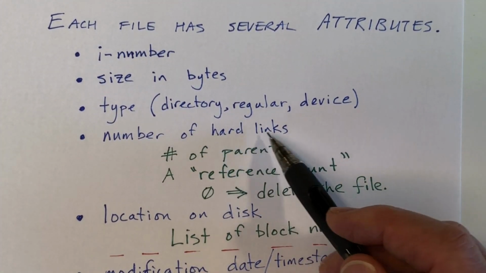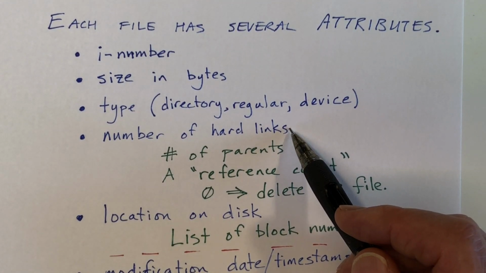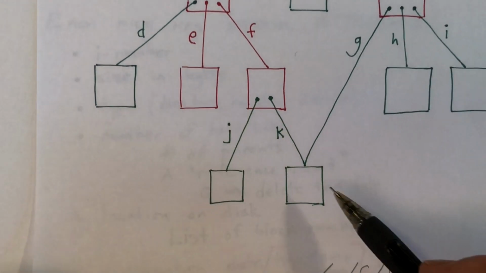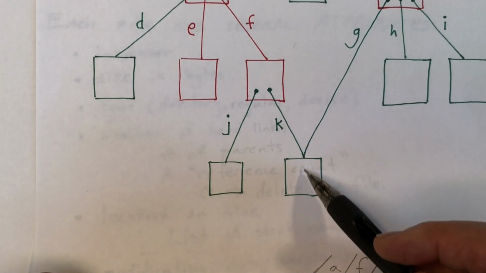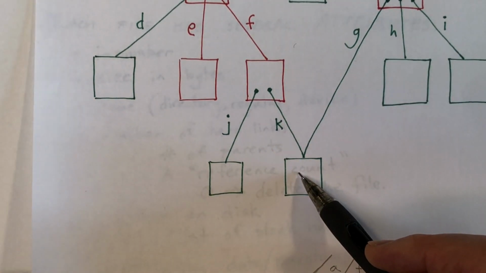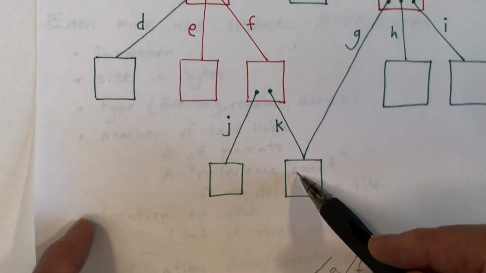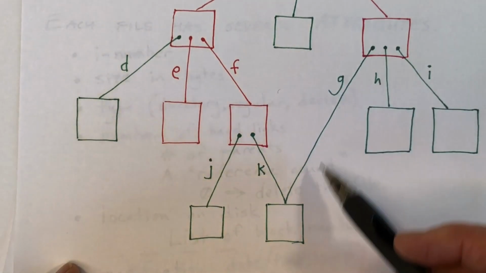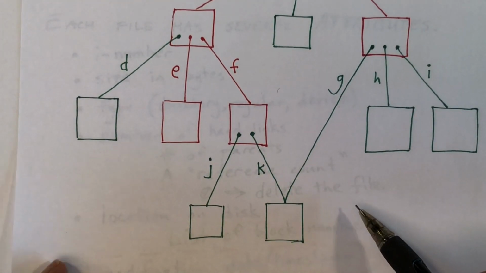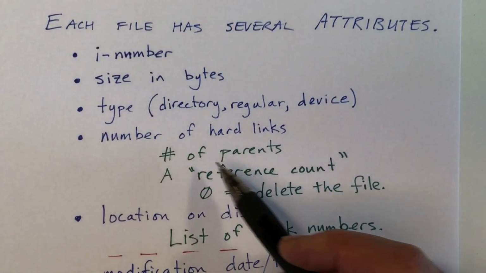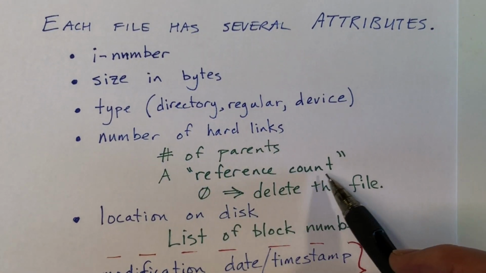We also need to keep track of how many hard links point to this file. Okay, that's the number of parents in the tree. For example, this file has 2 hard links pointing to it. If there were no hard links pointing to it, then there is no path name by which we could refer to a file. And so we can think of the number of hard links as a reference count.